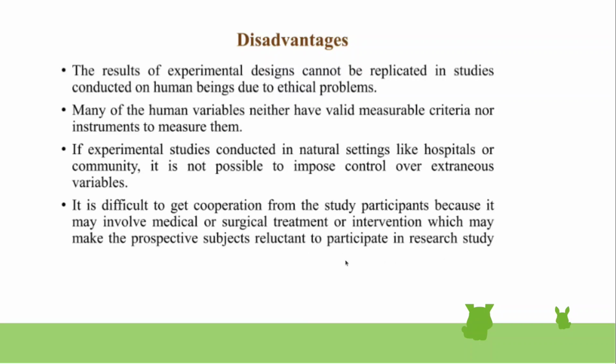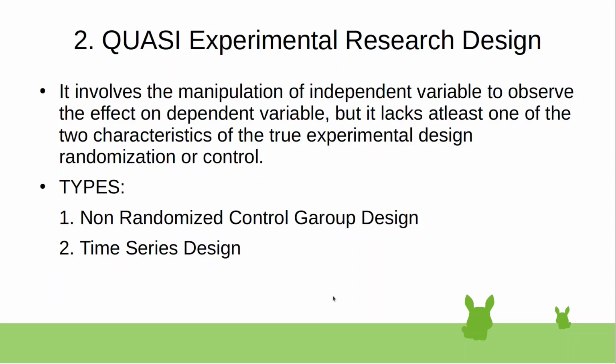After observing some people, the others may see that this is going to be complicated and say, I will not participate. Like that, you may observe rejection. This is one disadvantage of true experimental research design. So these are the advantages and disadvantages. And the second experimental design is quasi-experimental research design.